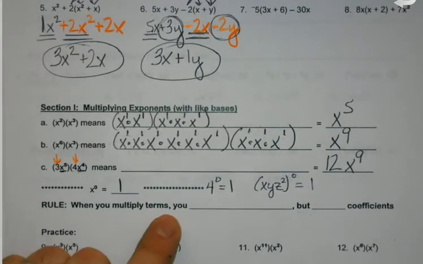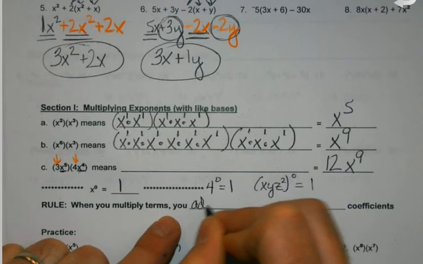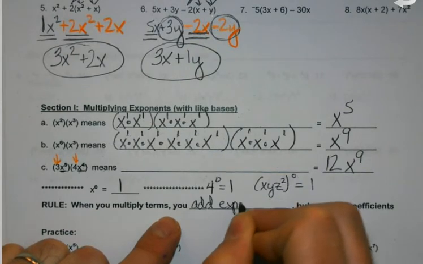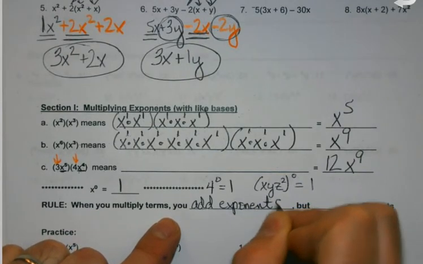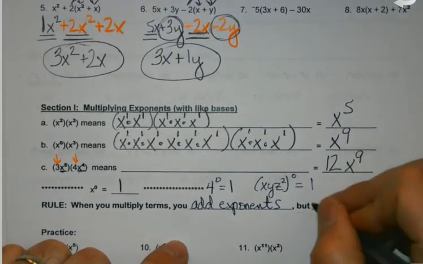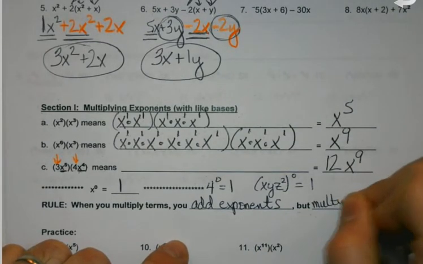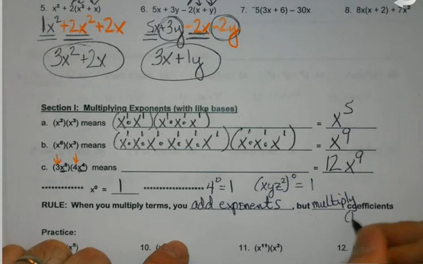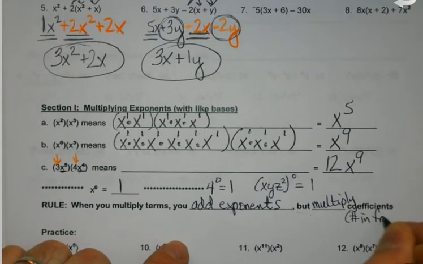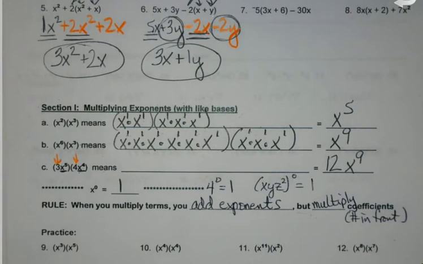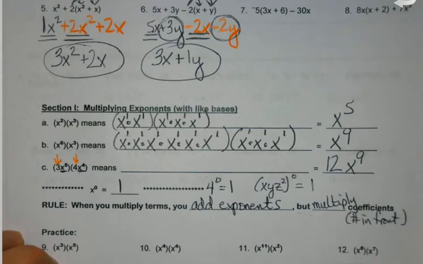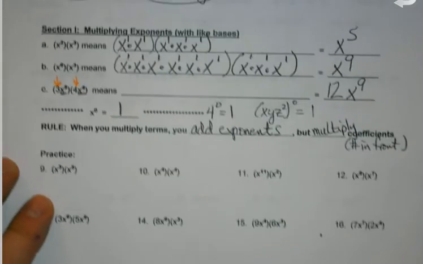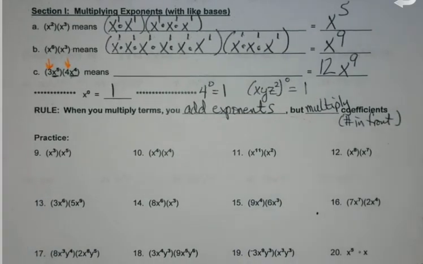So our rule is when you multiply terms, we're going to add exponents, but we're going to multiply the coefficients. We're going to multiply the numbers that are in front. If you can keep that straight, this doesn't end up being too bad of a deal. So all you're doing with these examples below, like I said, we're not going to do them all. I just want to do a few so we get the idea here.